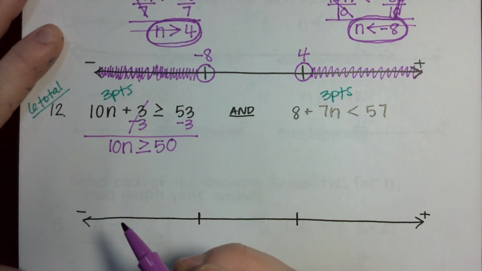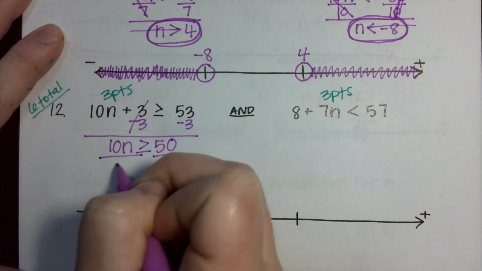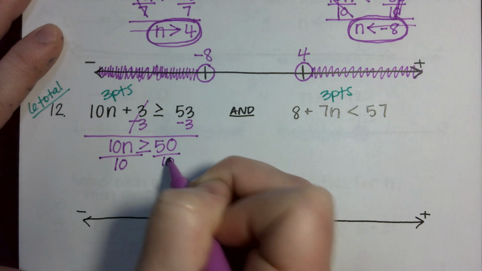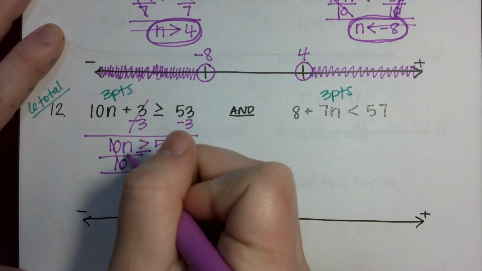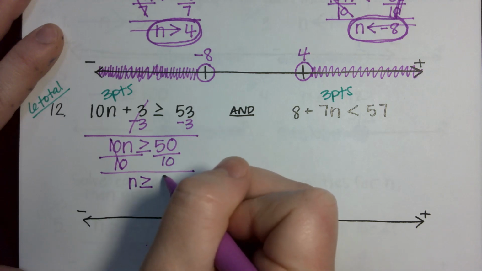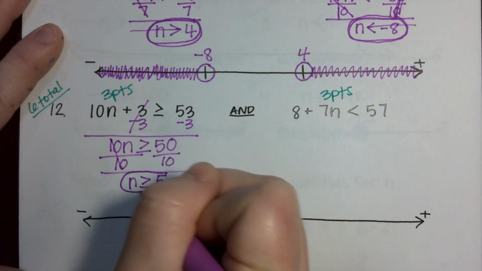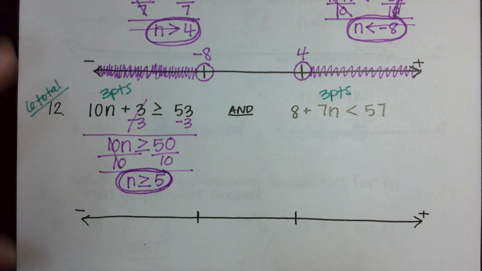Okay. What comes next? Perfect. Divide by 10 on both sides. 10s cancel. We have n is greater than or equal to 5. Perfect. Everybody get that? Awesome.